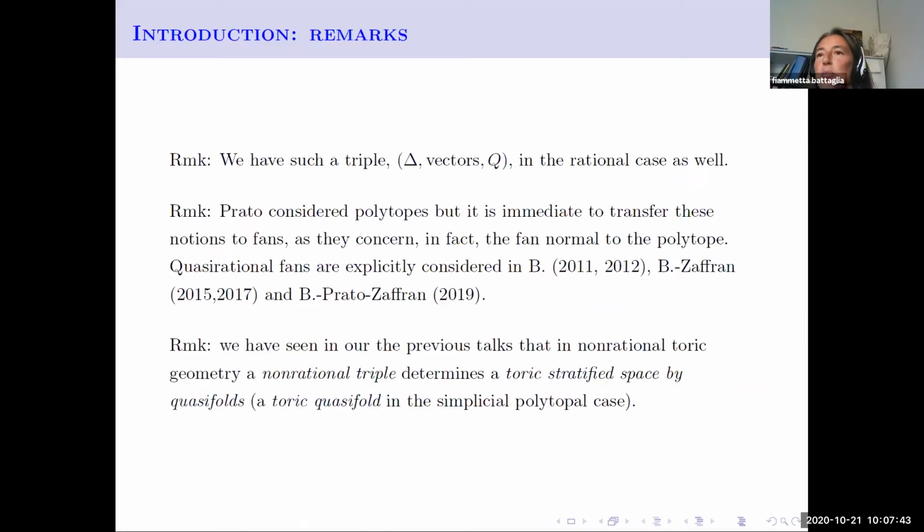In our previous talks, Elisa and I have seen that in non-rational toric geometry, a non-rational triple, so when Q is not a lattice, determines a toric stratified space by quasifolds, which is in fact a toric quasifold in the simplicial polytopal case. This is what we have seen so far.